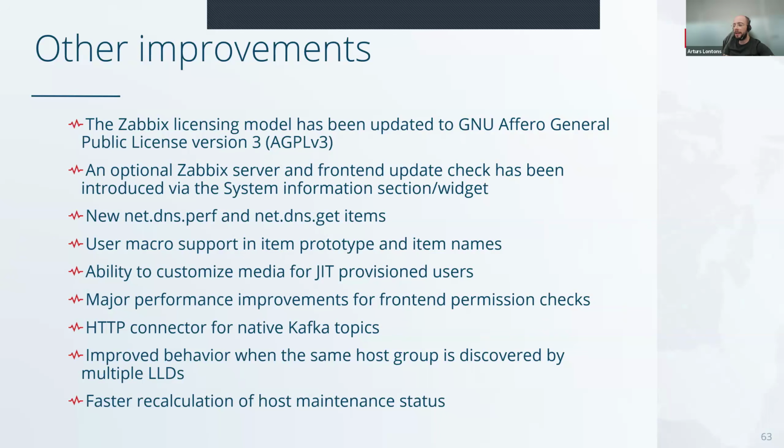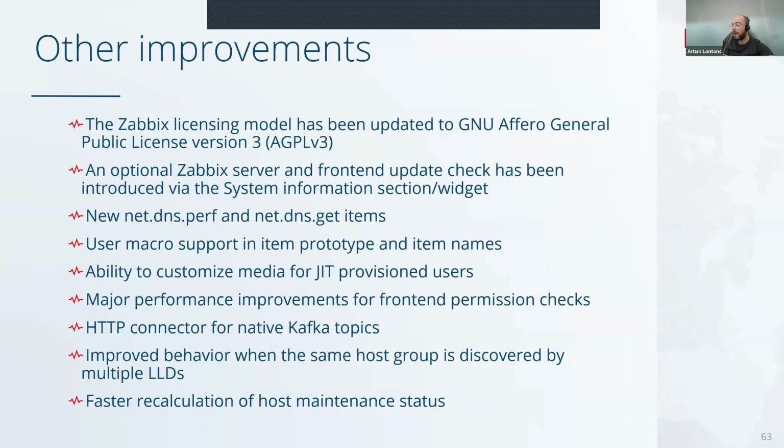We've improved behaviors when the same host group was discovered by multiple LLDs. So this pertains to when you're creating a host by a low-level discovery rule from a host prototype, and then you are trying to assign that host to a host group created by another low-level discovery rule previously, you would get an error message. Now this has been fixed and fully supported. So hosts created by low-level discovery rules can be assigned to host groups created by different low-level discovery rules.